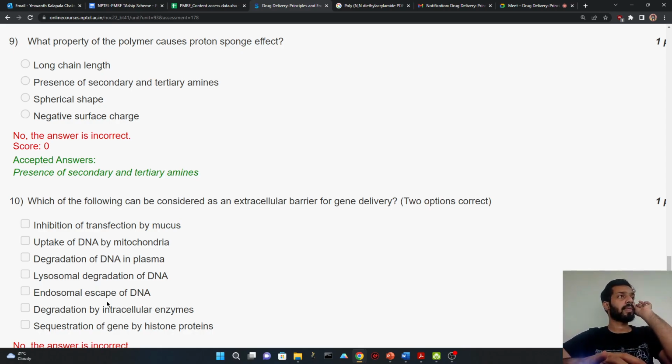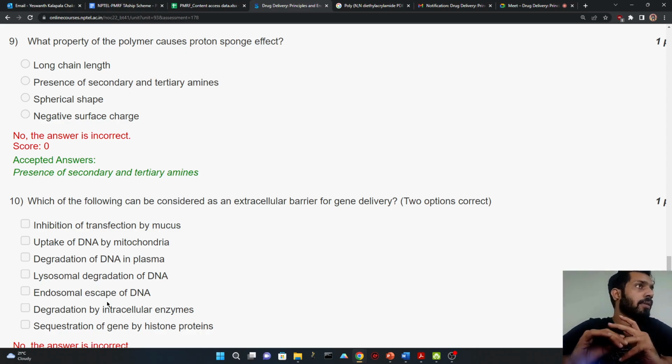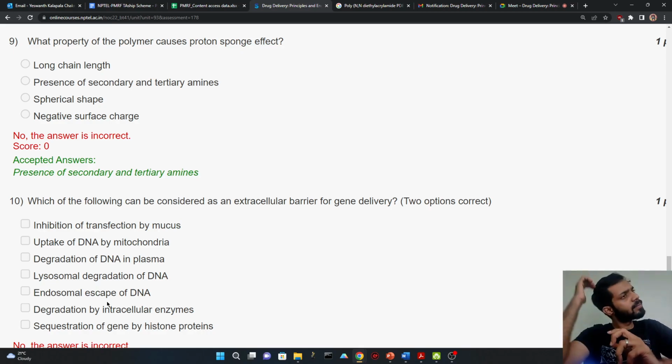But still, I have a doubt regarding the degradation of DNA in plasma. Means who plays an important role for extracellular barrier? Is it the plasma? What role do they play? That's my doubt. Sorry, I did not hear you properly. Could you repeat? Yeah, sir. Actually, they are telling the degradation of DNA in plasma, but plasma acts as an extracellular barrier for gene delivery. What's the mechanism, I couldn't understand, sir.